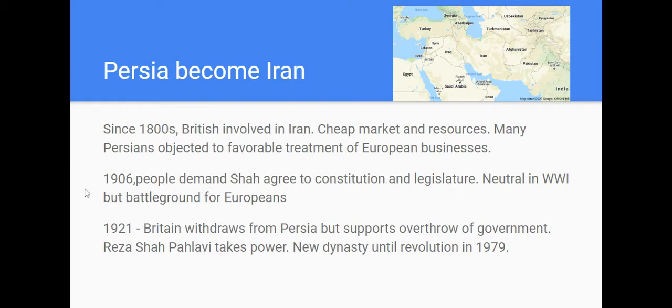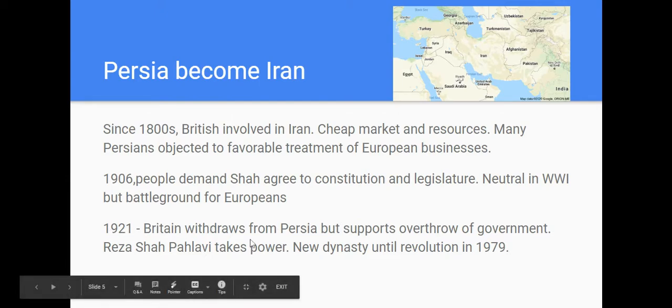They are neutral in World War I. They are a battleground for Europeans. In 1921, Britain withdraws from Persia but supports the overthrow of the government. In the place of the overthrown government, they put Reza Shah Pahlavi into power.